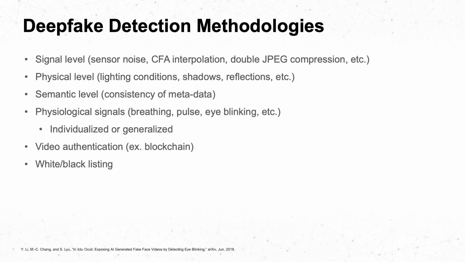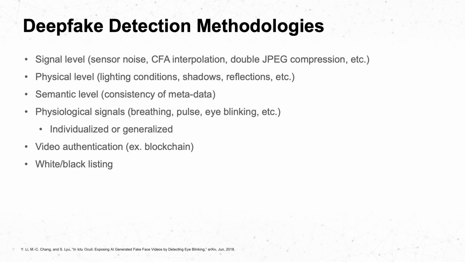Two other methods that I don't really consider to be detection methods, but are at least worth mentioning, are video authentication and black and white listing. Both of these methods really deal with providing trust that if you're looking at an image or a video or even listening to audio, that the source that produced these things is indeed a trusted source. So for example, it could come from a trusted individual or it could come from a trusted organization.